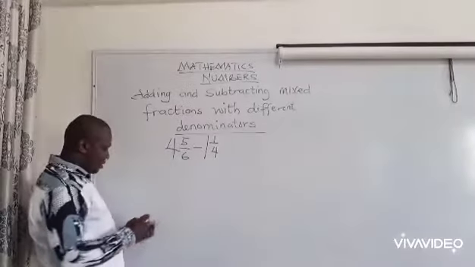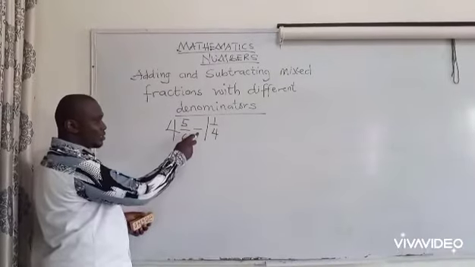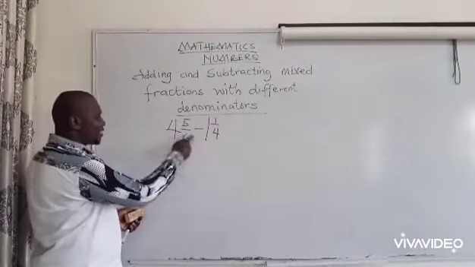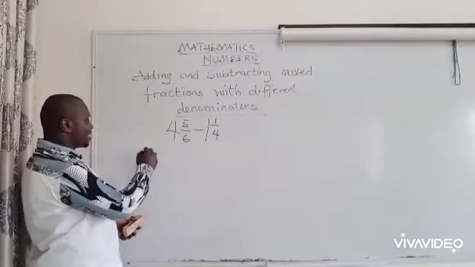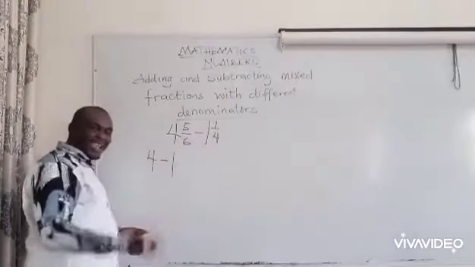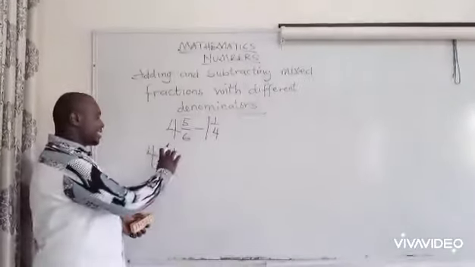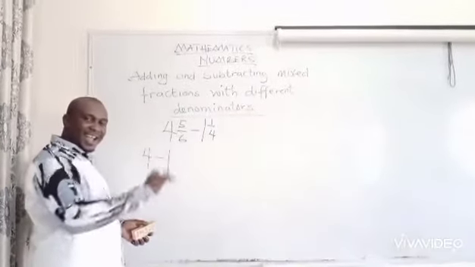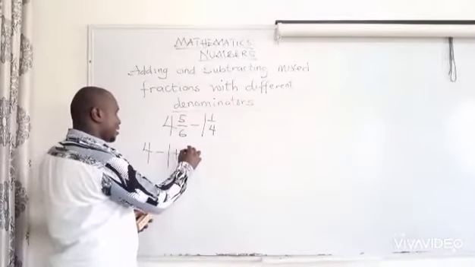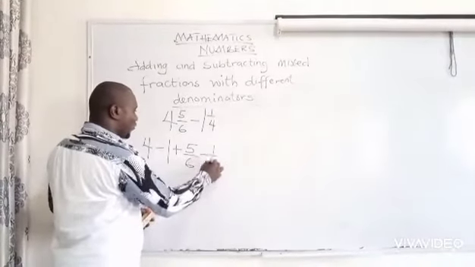What is the question? We have 4 whole number, 5 out of 6, minus 1 whole number, 1 out of 4. So we subtract the whole numbers as 4 whole number minus 1 whole number and add it to our fractions. Please, we are subtracting the whole numbers and add it to our fractions as plus 5 out of 6 minus 1 out of 4.